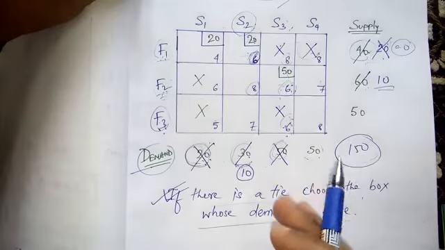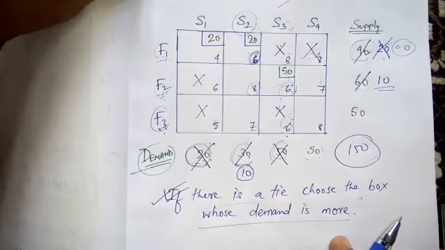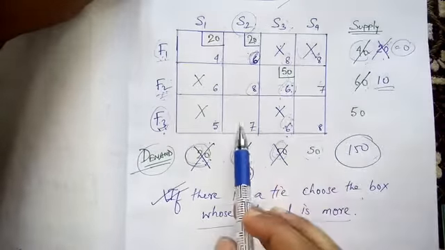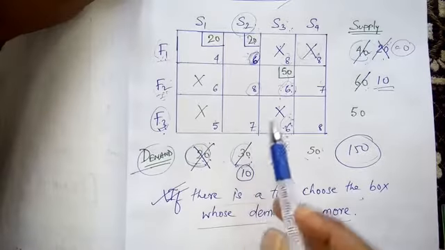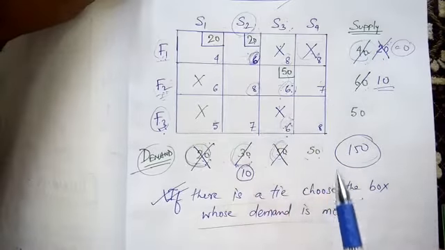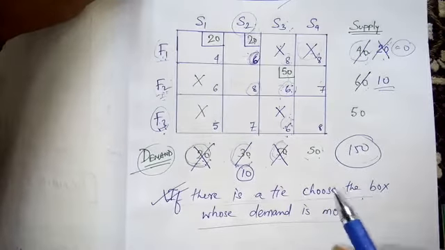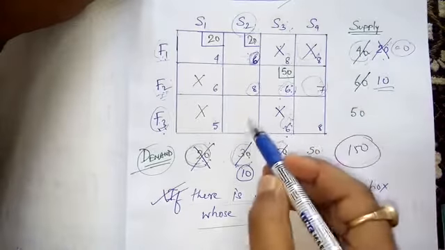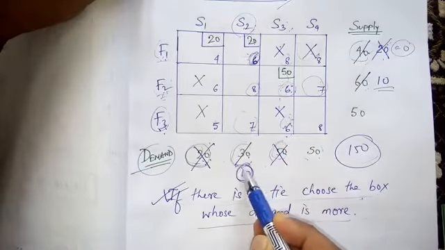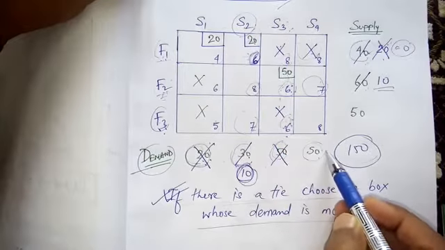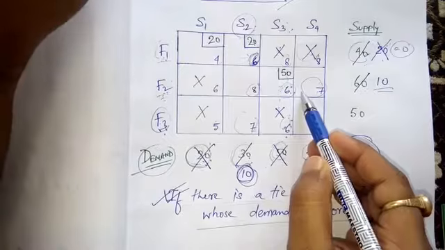see the box which contains least cost. This and this, which contains least cost? 7 and 7. Again there is a tie. But what I have said, if there is a tie, choose the box whose demand is more. This box and this box, its demand is 10 now and its demand is 50. So first I will fulfill its demand.